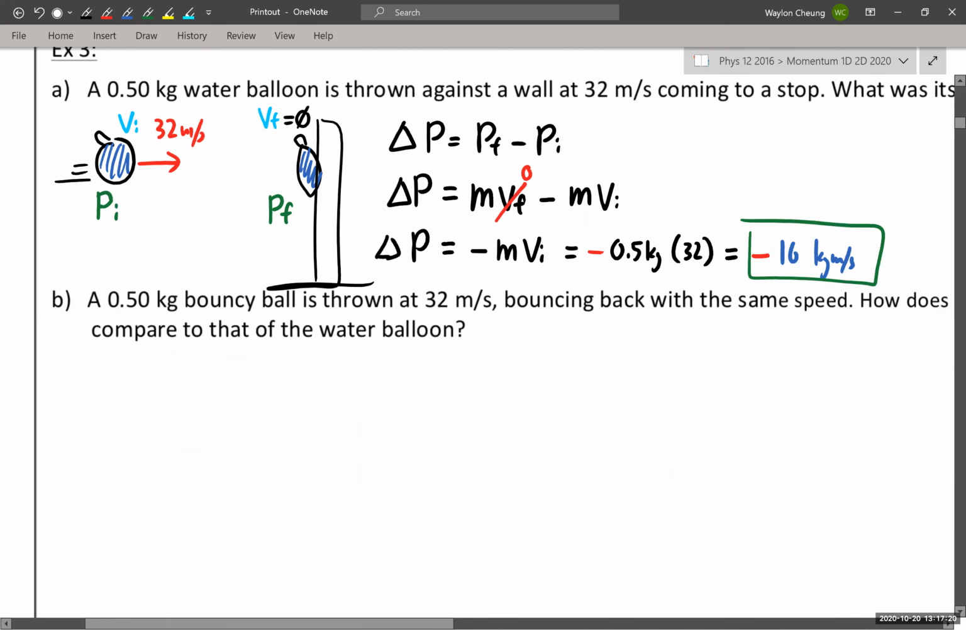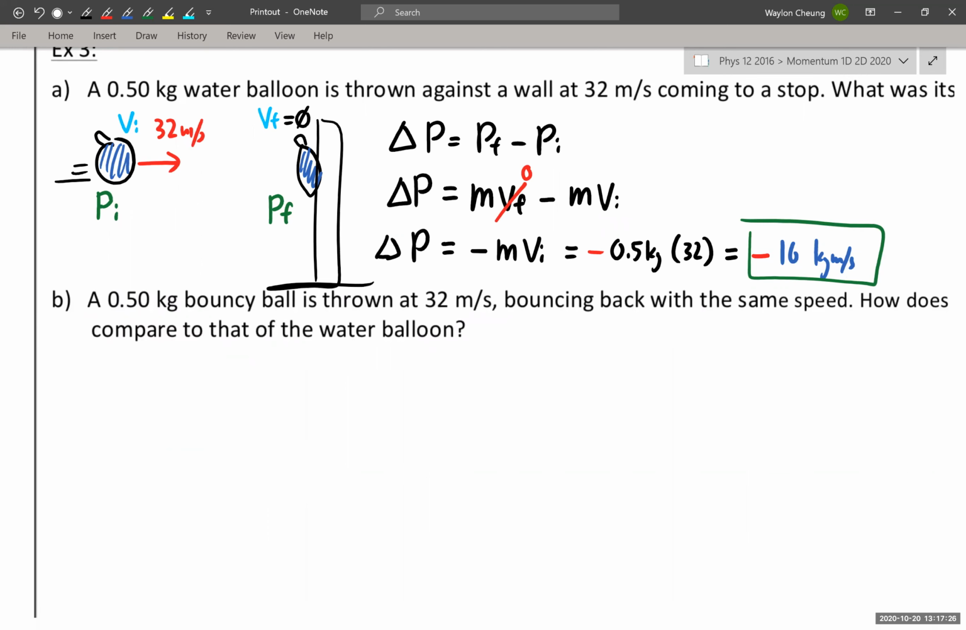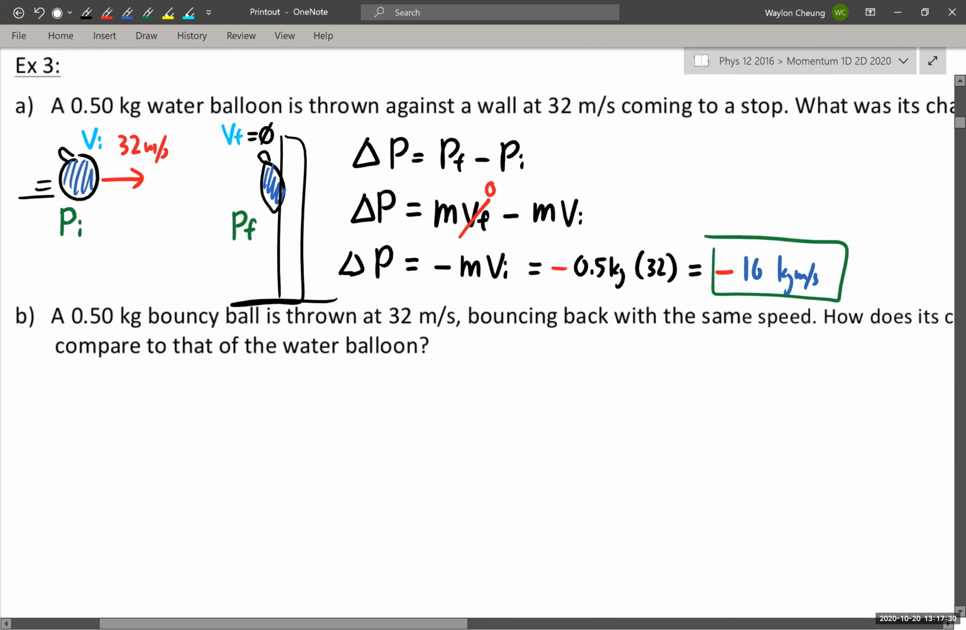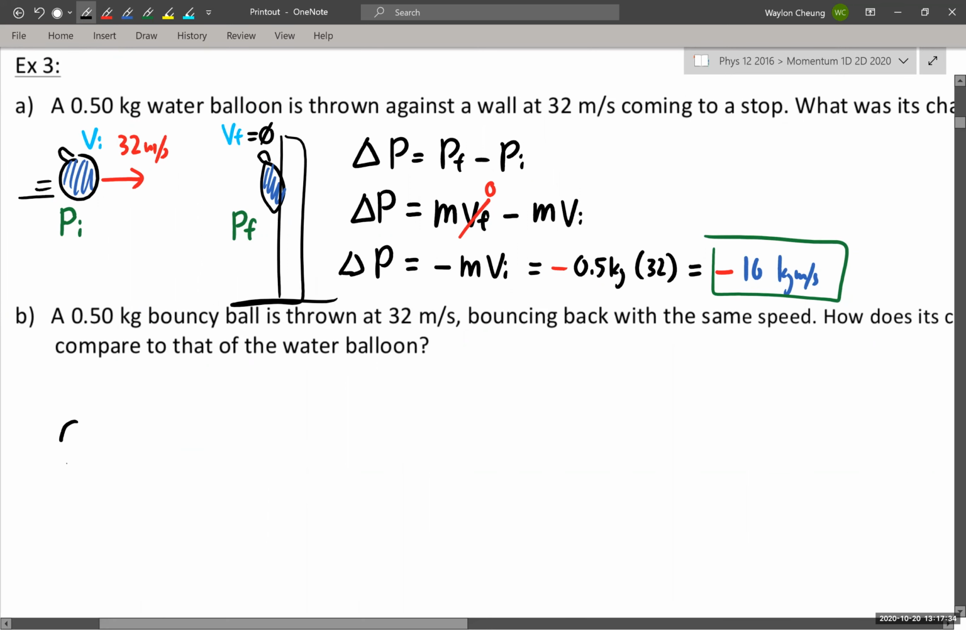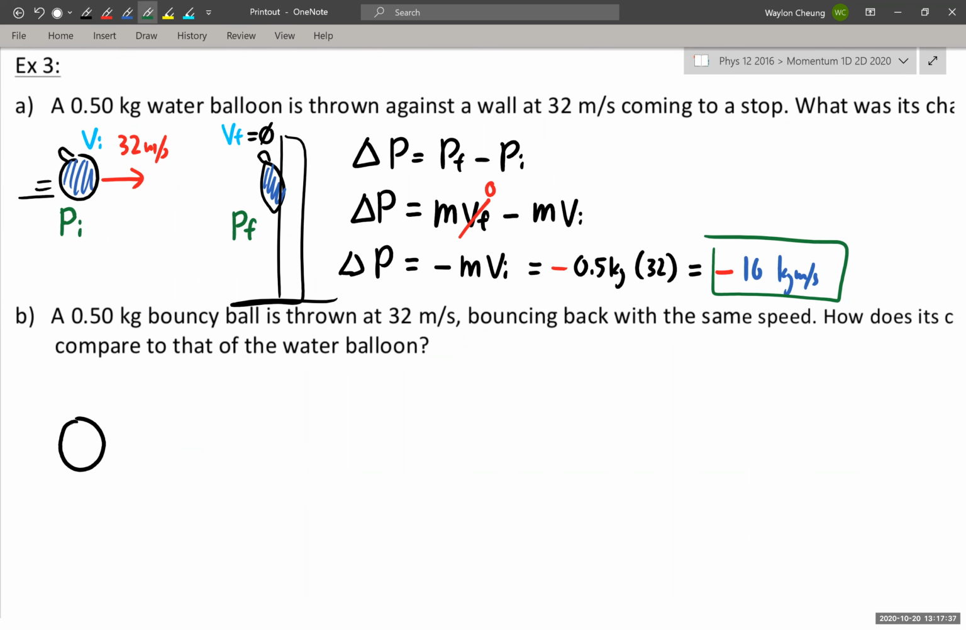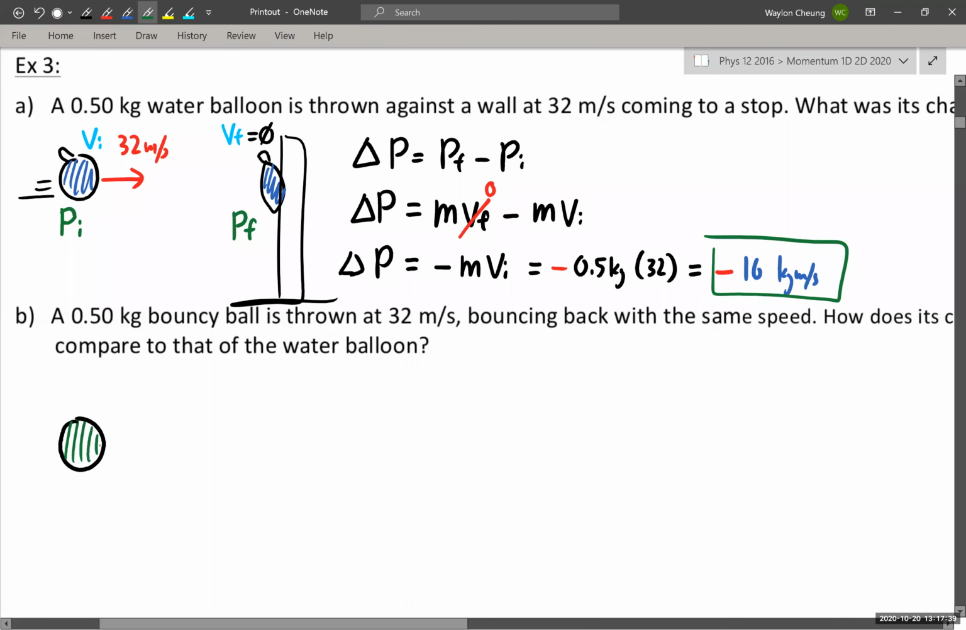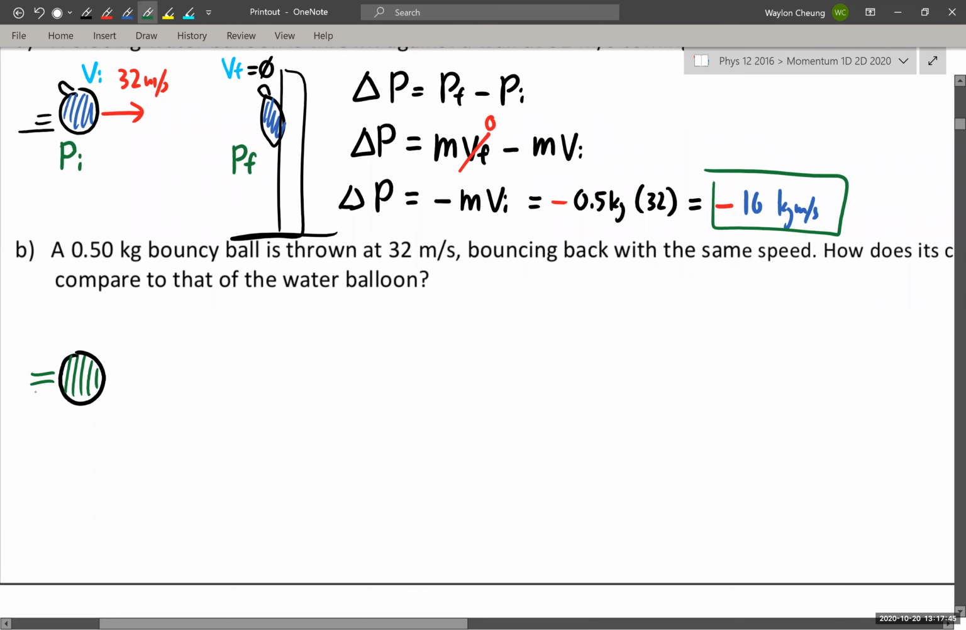So that's how much impact you're doing to the wall. Now, what if you have exactly the same scenario? However, this time, instead of a water balloon, this thing is now a bouncy ball. You know, one of these bouncy balls. So when it hits the wall, it's not going to stop there. It's actually going to bounce back.